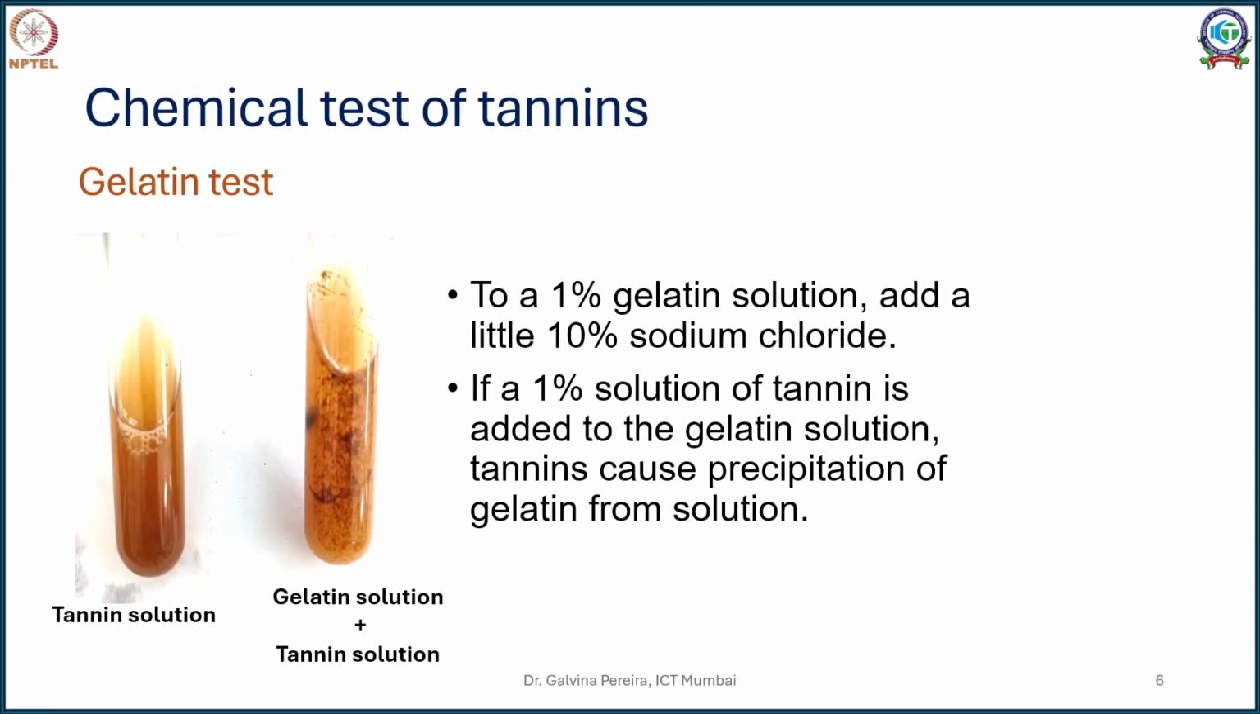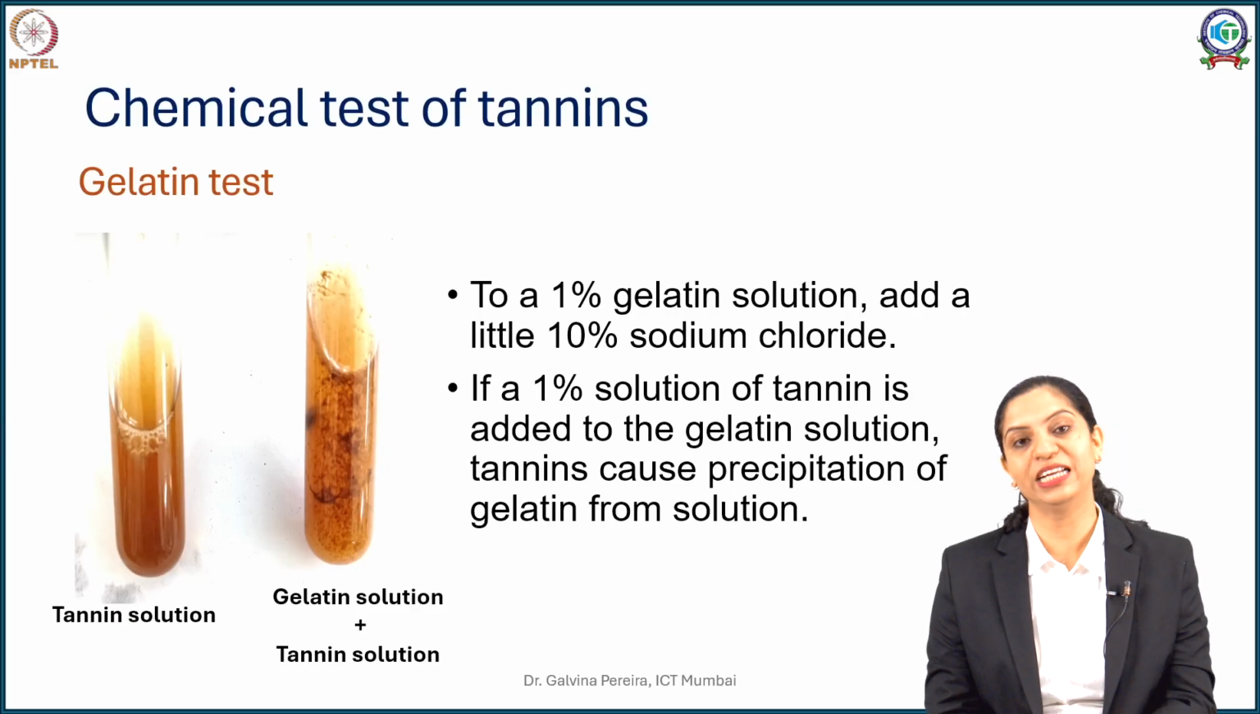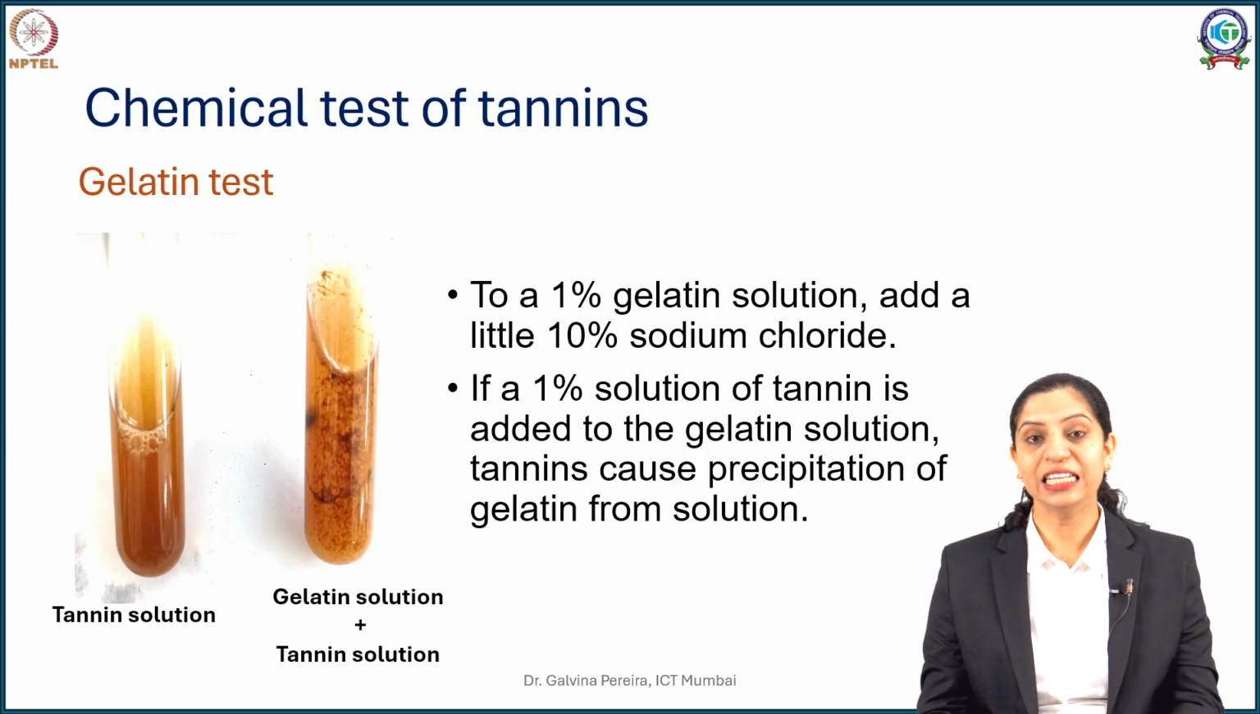The next test is also a test which combines tannins with proteins, and that is the gelatin test. In this test, we use gelatin as a source of protein because gelatin comes from cartilage. It is the hydrolysis product of the cartilage. So gelatin is prepared in a saturated salt solution, and when you add your tannins, these tannins form complexes with gelatin and slowly precipitate.